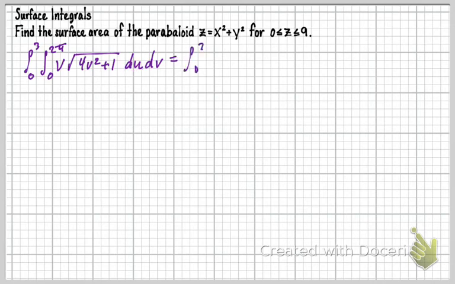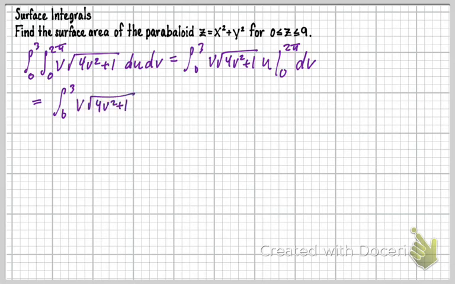All right, so it's going to be from 0 to 3, and this is all a constant. Yes, it almost got me. All right, so this is just going to be v square root of 4v squared plus 1 times u, and that u is going to go from 0 to 2 pi, dv. And that equals, when I plug in the 2 pi there, the integral from 0 to 3. I'll pull the v square root of 4v squared plus 1 out, and then I'm going to have a 2 pi minus a 0, dv.